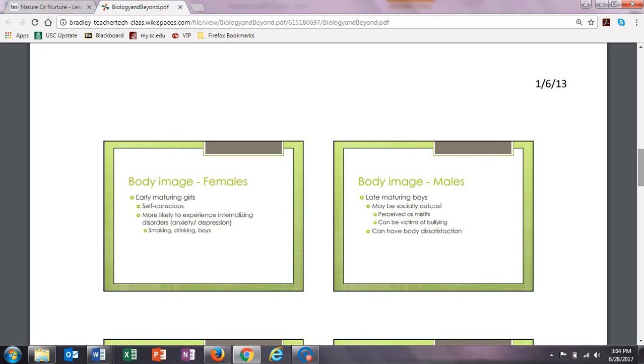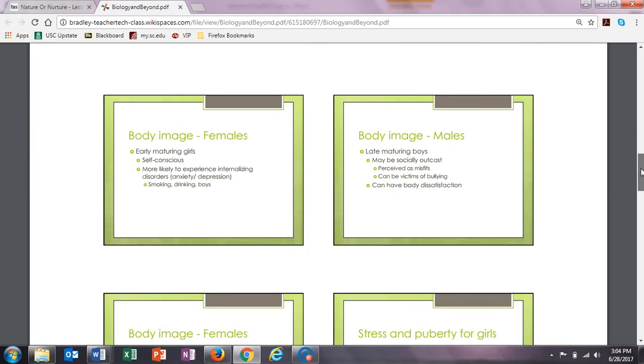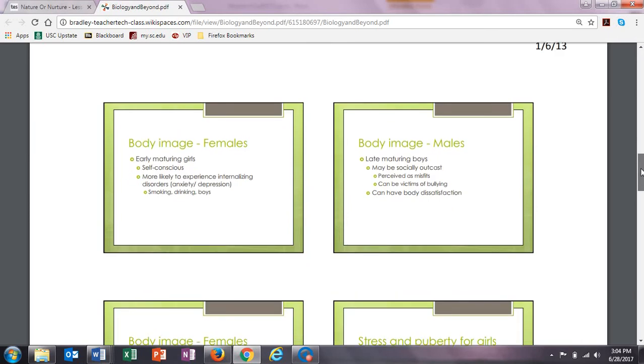Body image for males, for late maturing boys. This is kind of hard because there are boys, freshmen, even sophomores in high school, that just haven't hit that growth spurt yet. They're much shorter, they're much younger, and so it's tough for them. They are perceived as misfits. They can be victims of bullying, and it's not their fault. It's simply that they mature later than their peers do. So we want to be sensitive to that as well, mostly in high school, and be supportive and say, we're here to help. We're here to protect as best we can. You will mature at some point, but it is hard for a late maturing boy.